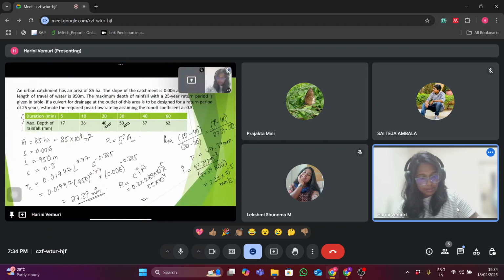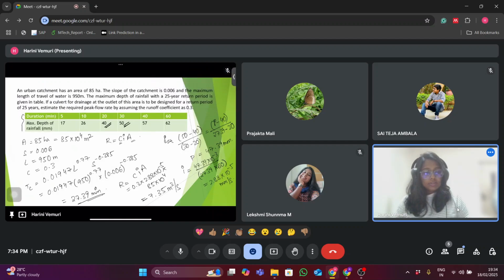So that is 7.35 meter cube per second. Okay. So this will be the runoff. So everyone understood how to calculate peak runoff rate using the rational method, right?